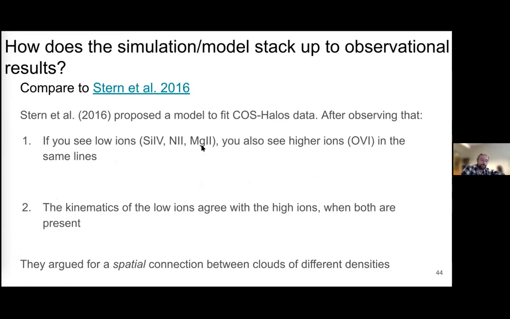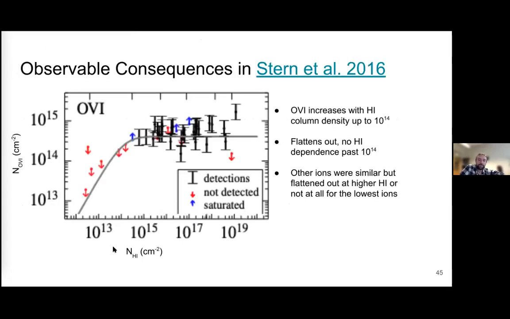there are two things in COS-Halos that were hard to explain. First is that low ions always seem to come with high ions. So silicon-4, neon-2, magnesium-2 always came with oxygen 6. You never saw them without it. However, you saw the opposite thing happen. You could see oxygen 6 without any low ions. And that was really strange. Why would these agree with each other? They're supposed to be living in different clouds. And what they argued for was a spatial connection between clouds of different densities.